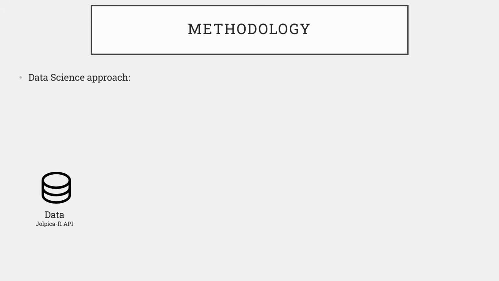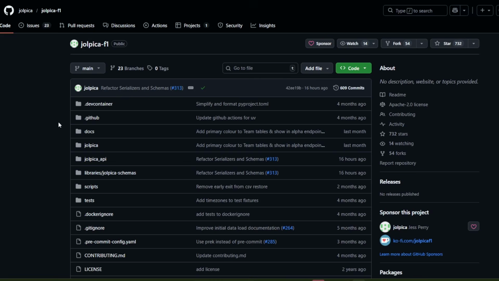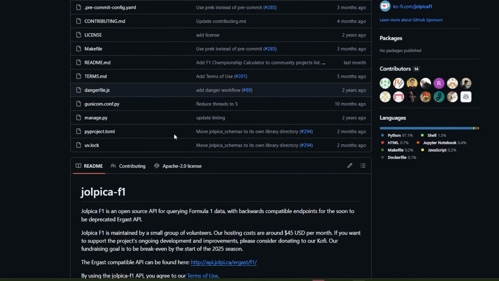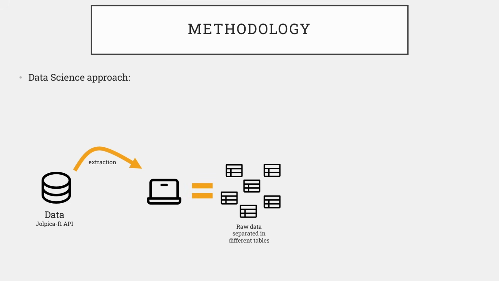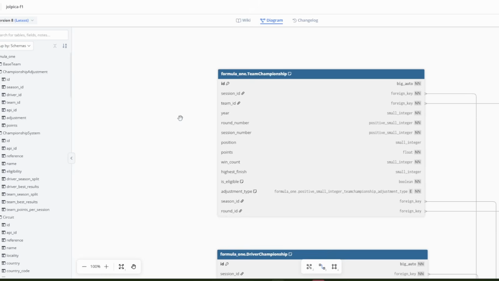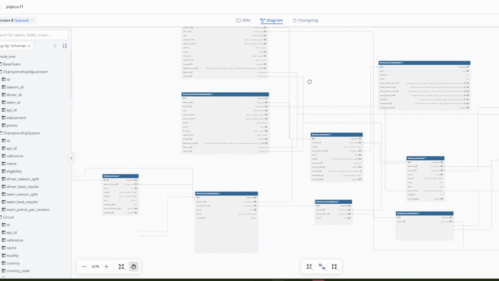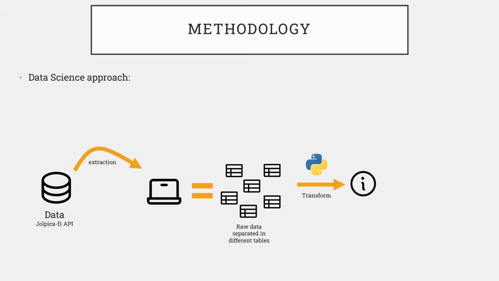And that comes from the Jolpica F1 API, an amazing open source project that I got all my data from. What I do is extract the data by downloading it from the database into my computer. But at this point, the data is just basically a bunch of tables that by themselves don't have any real meaning. So, what I do then is, through using their database documentation, I transform this data using Python so I can actually get usable information.